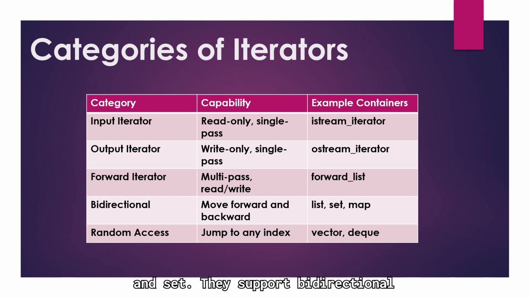They support bidirectional iteration. Random access iterators, the most powerful. They support direct jumping, like moving ahead by 3 positions instantly. Containers like vector and deque support this. Understanding which type your container supports helps you choose the right algorithm and method for the job.